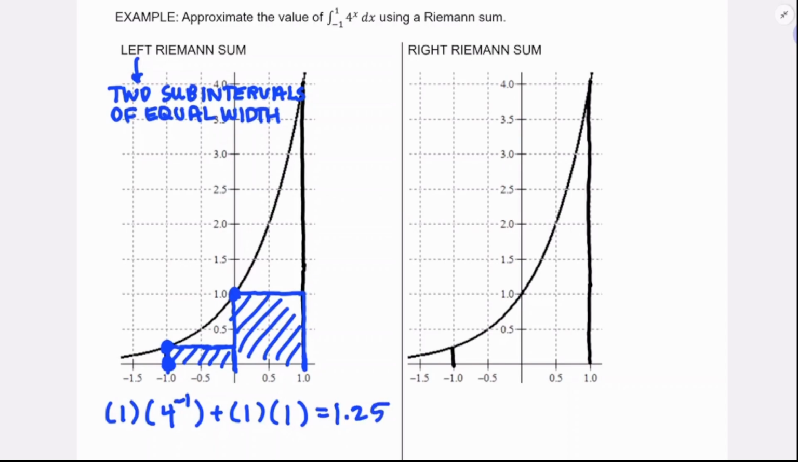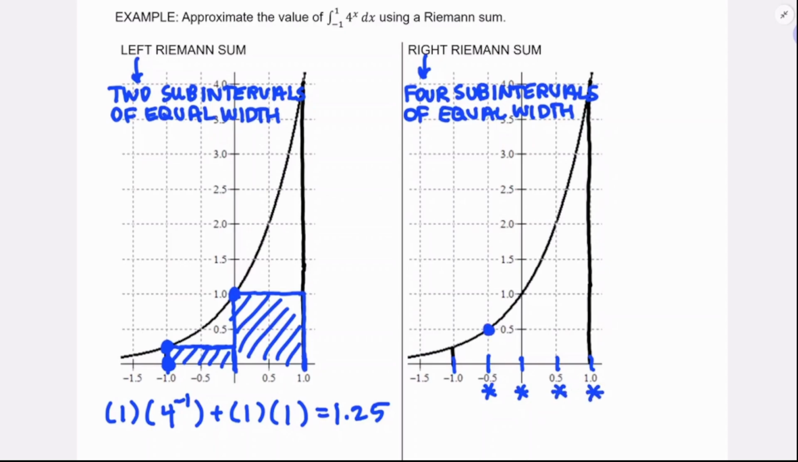Okay. And then for the right Riemann sum, let's do that one with more subintervals. Let's do that one with 4 subintervals of equal width. All right, so I'm going to subdivide my interval from -1 to 1 up into 4. So 1, 2, 3, 4. And then if I'm doing a right Riemann sum, I use the right edge of each subinterval for my heights. So I'm going to have one here, one there, one over here, and one right here. That's not where that should intersect, is it? It's 4 to the x equals 1, that should happen right there.